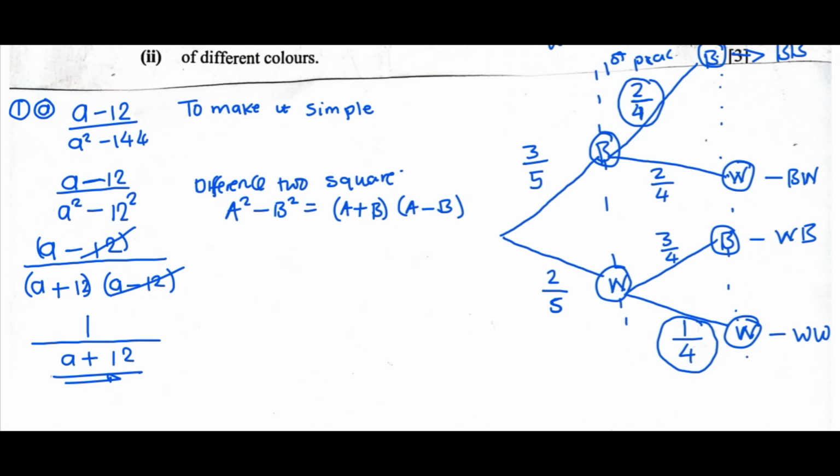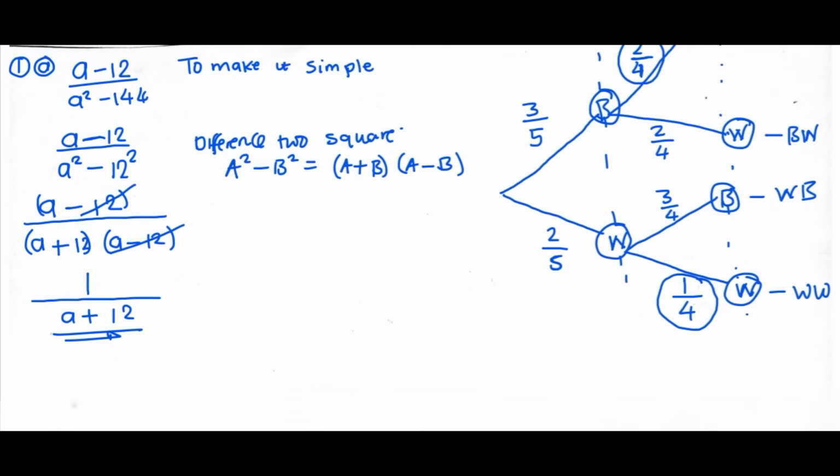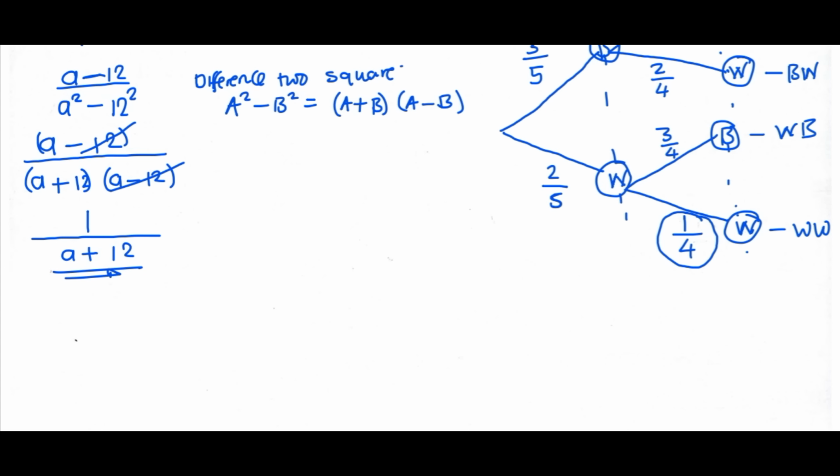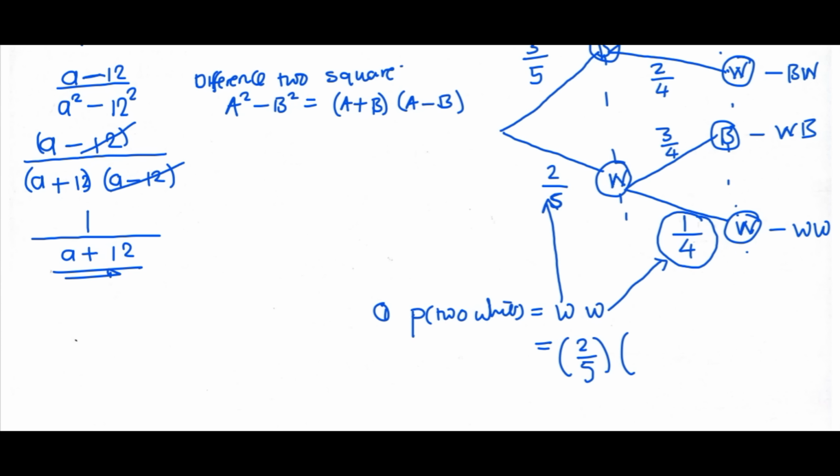So the probability that we want is where we have white, white. So let's look at this white, white. Here we'll say the probability of 2 white is equal to W times another W. The first W is this one, the second W is this one. So we need to do the substitution. This will be 2 divided by 5 multiplied by 1 over 4.